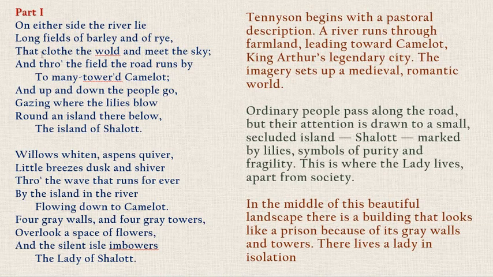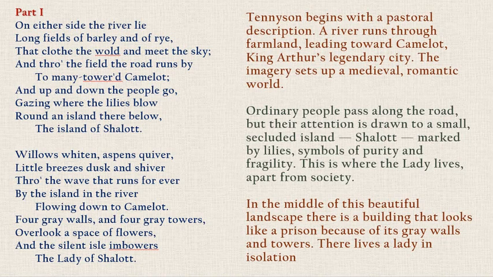On either side the river lie long fields of barley and of rye that clothe the world and meet the sky, and through the field the road runs by to many towered Camelot. So, what do we have here? We have a description, a beautiful description of a landscape. What do we have in this landscape? We have a river.